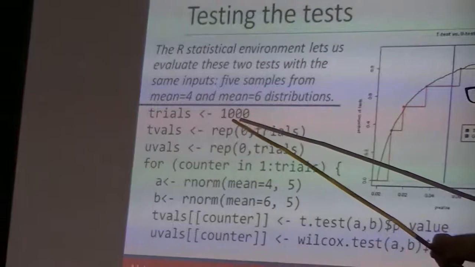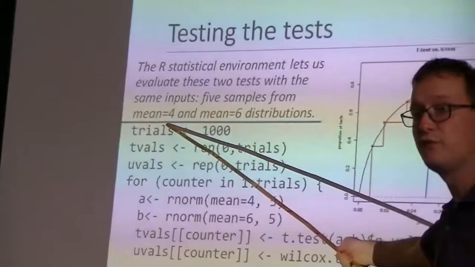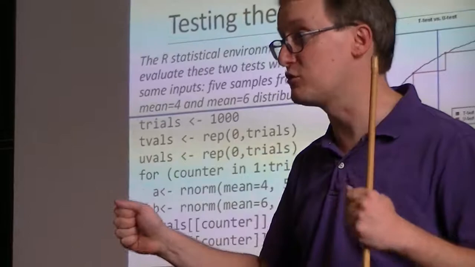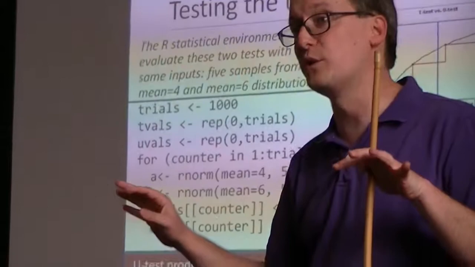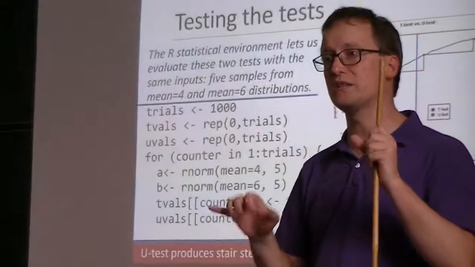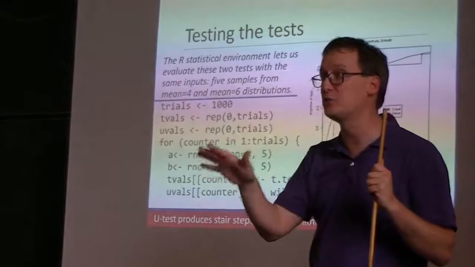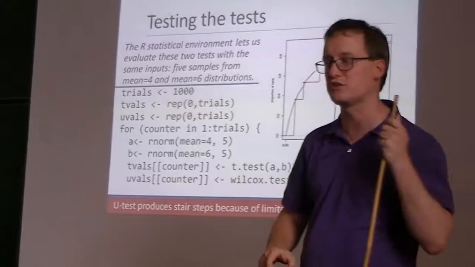I'm going to have A be drawn from a mean equals 4 population, and B will be drawn from a mean equals 6 population. So in this case, we know that these distributions really are different. Because I didn't specify it, R is going to assume that the standard deviation that I want is 1. So we expect that 70% of the data seen for A are less than 5, and we know that 70% of the data for B should be greater than 5. So there's not a whole lot of mixing between these two distributions.